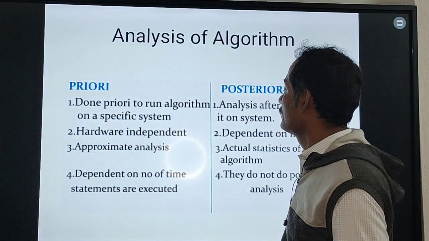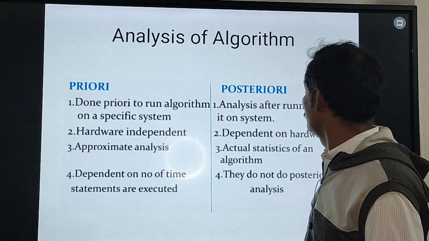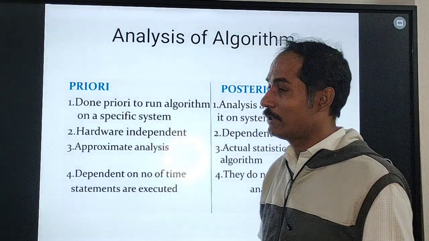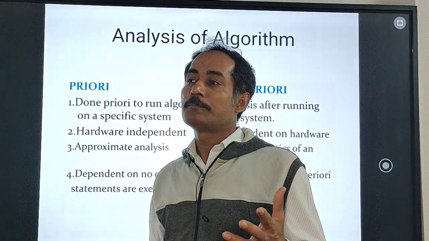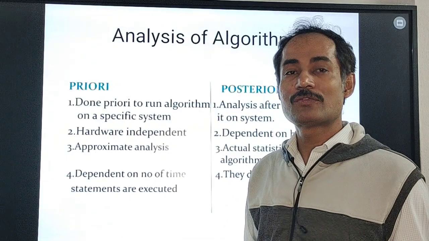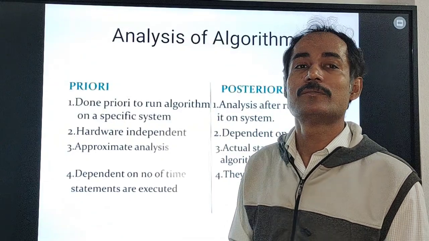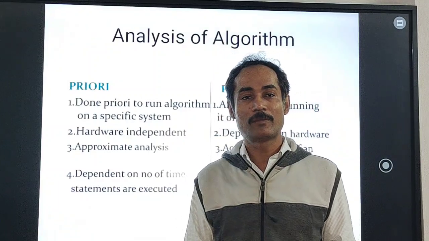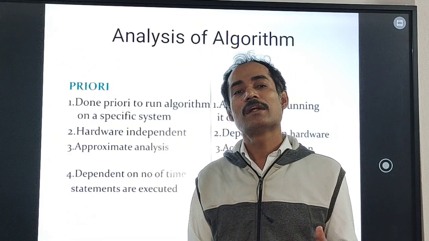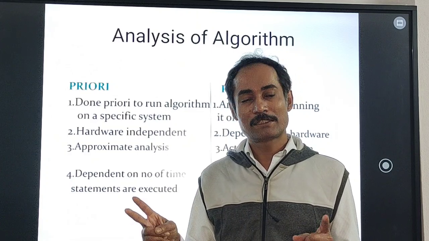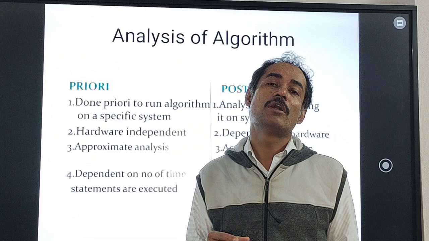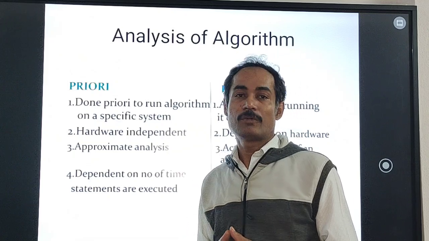The third one is approximate analysis. In approximate analysis, we have the best case, the worst case, and the average case. With the best case, the time required will be less, that is the minimum time. With the worst case, the maximum time is required, whereas in the average case, a stipulated time range will be there, and within that range you have to complete the execution of your program.